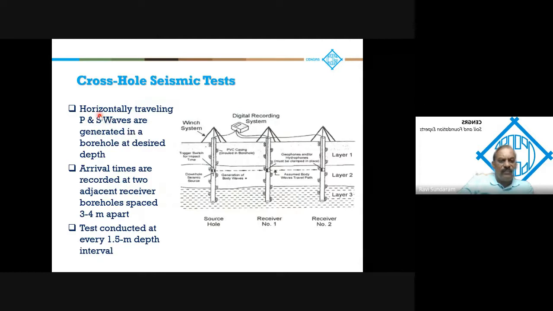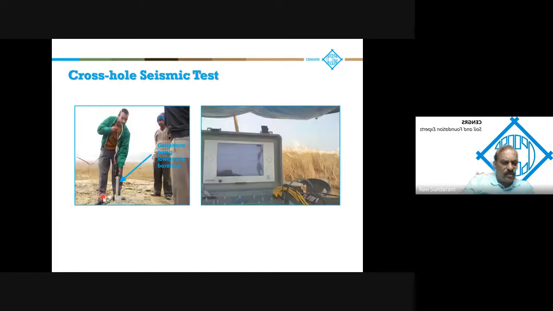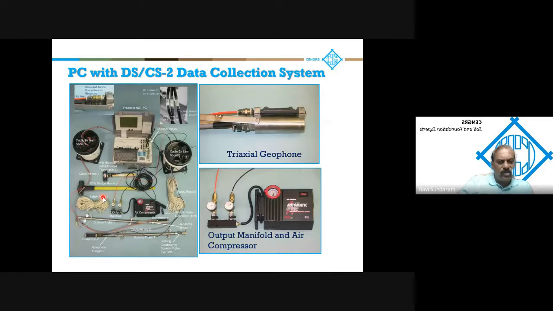So horizontally traveling P and S waves are generated in a borehole at the desired depth. The arrival times are recorded in 2 adjacent boreholes, spaced 3 to 4 meters apart. The test is conducted usually at every 1.5 meter depth interval. You could do it at 1 to 2 meters also. So here you have the geophone being lowered, and that's the data acquisition. So this is the complete data acquisition system.